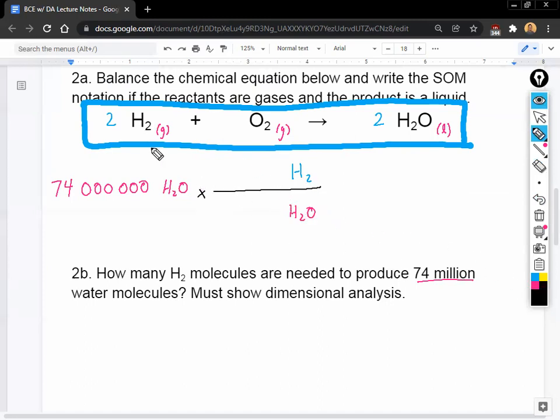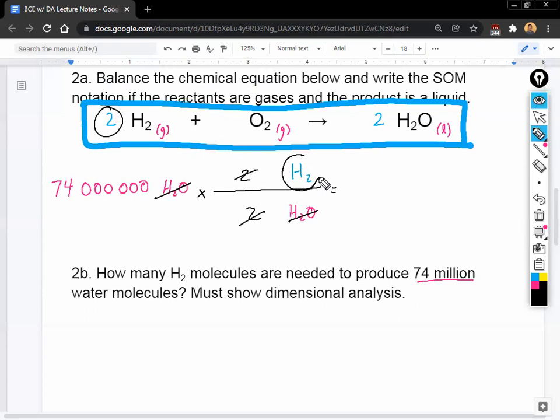Now we need our number. So we just go to the equation. What number is in front of H2? Yeah, 2. So we just put a 2 right here. And what number is in front of H2O? 2. Good. Okay, now we can solve. So H2O will cancel out with H2O. Okay, is there anything else that I can cancel out? There is. If something's on the top and bottom, we can cancel it out. Yeah, 2. There's a 2 on the top and the 2 on the bottom, right? So if I have the same thing on the top and bottom, they cancel out.